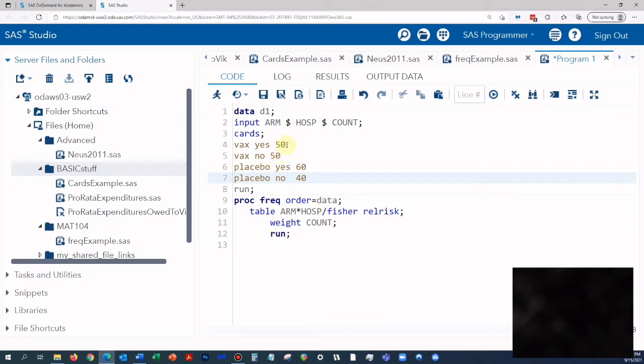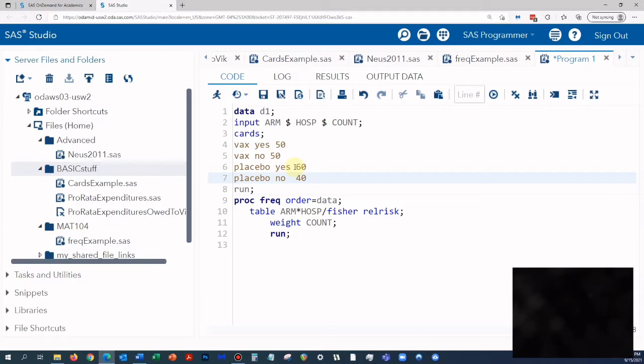Now I picked this 50-50. So the probability of randomly selecting a study subject who was hospitalized, given that they were vaccinated, is 50-50, or 0.5. That's the probability, 0.5. 50-50 is 0.5, 50% chance, right? Because the total is 100. So 50 over the total of 100 is 0.5. The probability of randomly selecting a study subject who was hospitalized, given that they were randomly assigned the placebo, 60-40, the probability is 60 divided by 100, which is 0.6.